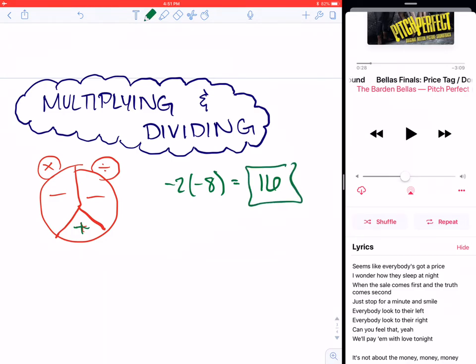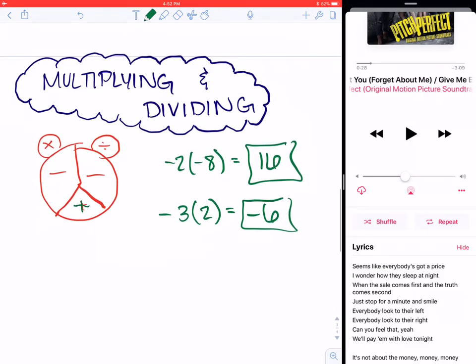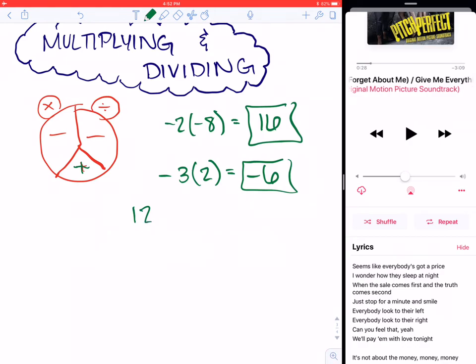But what if I have -3 times 2? Well, 3 times 2 is 6, but I have a negative and a positive. So what's left over? What's left over is negative. So my answer is -6. And the same works for division. If I have 12 divided by -4, I'm going to start by dividing. 12 divided by 4 is 3. I cover up a positive and a negative, and I'm left with a negative. So my answer is -3.